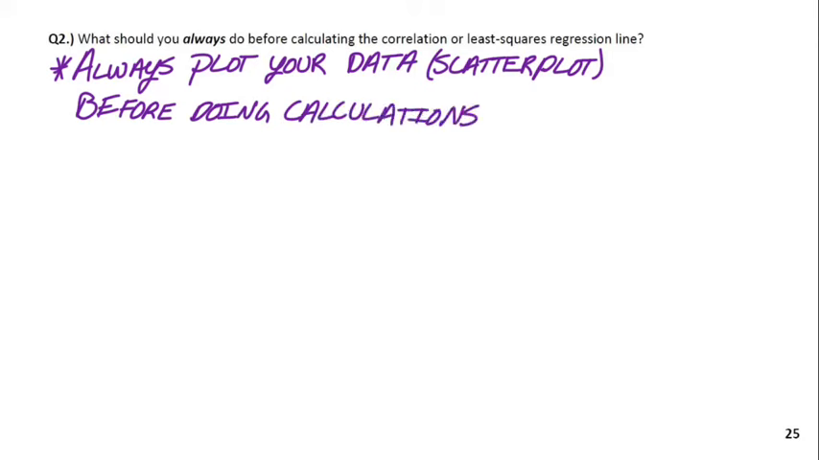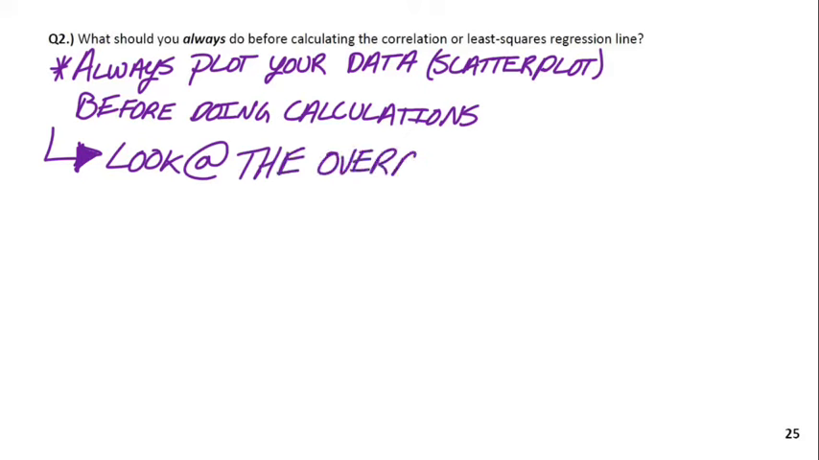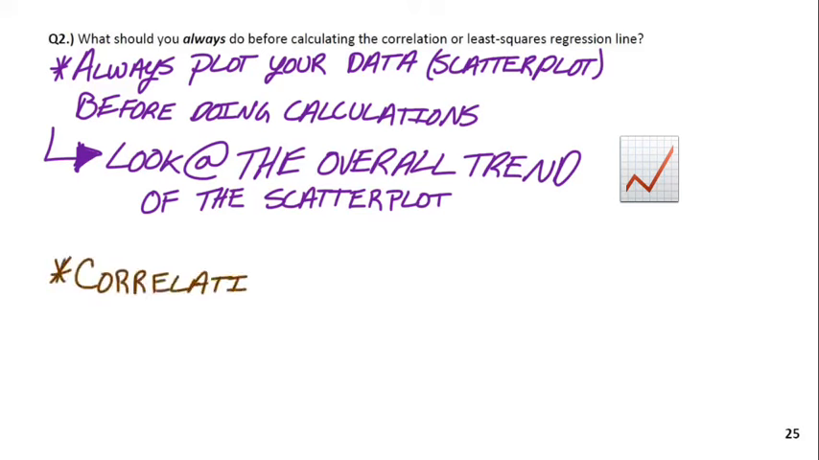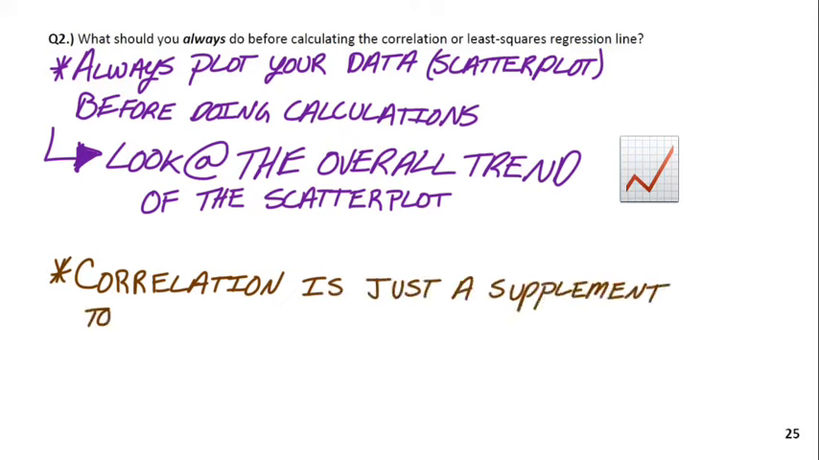These calculations, yeah, they are summaries. They are values that represent. But we need to actually look at what the data looks like. So actually observe the overall trend of the scatter plot. Because correlation in itself is only a part of the story. So that's just a supplement to your analysis. It's not the whole story.